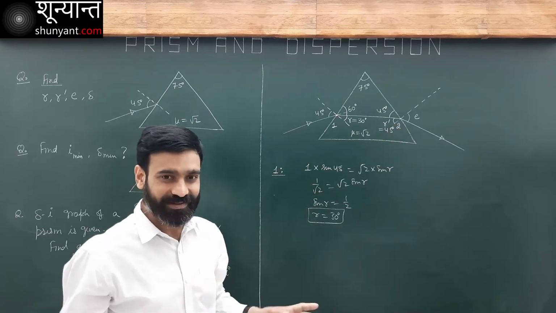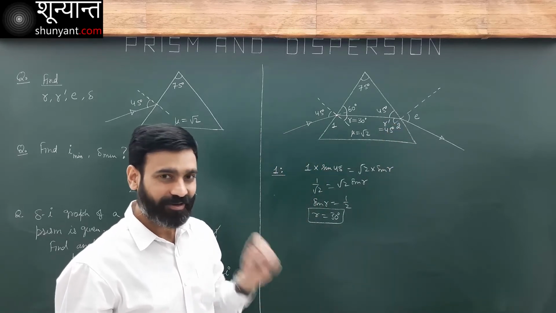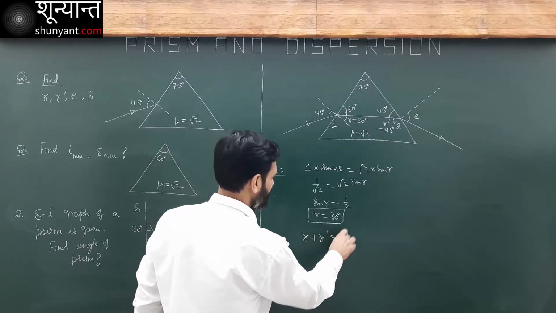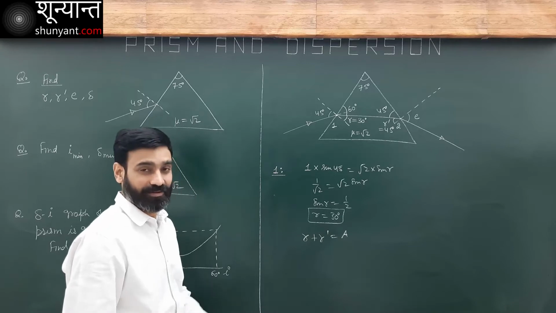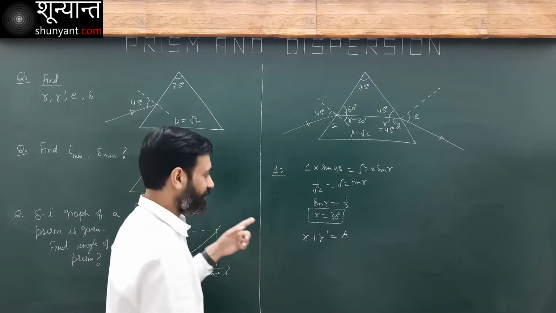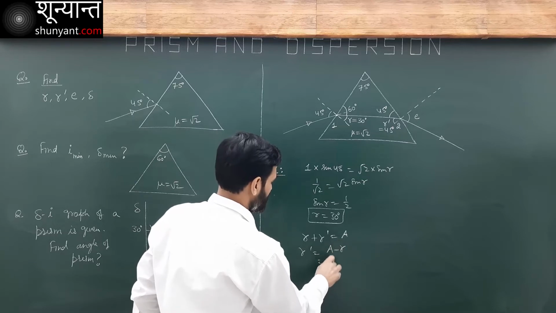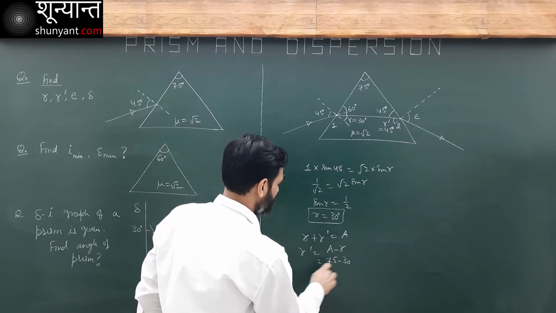Without using any physics, any relation. Or if you want to use the relation, you can do that. R plus R dash is equal to A. You see how we are doing it. So R dash is equal to A minus R. So this is 75 minus 30. It becomes 45 degree.